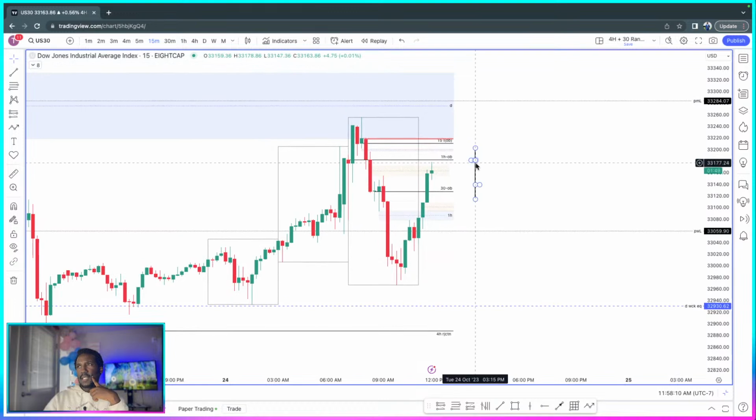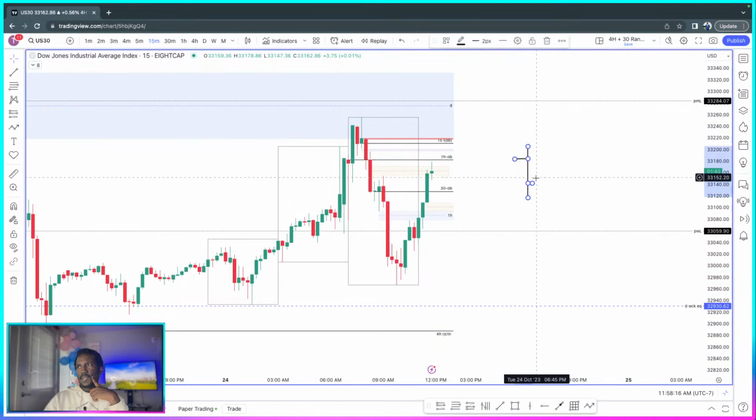That would be a nice one to do if we are still poised to go lower. But for now, this is kind of what I'm suspecting. This is what I want to see. That right there is what I want to see, and we are going to anticipate this price to do just that.